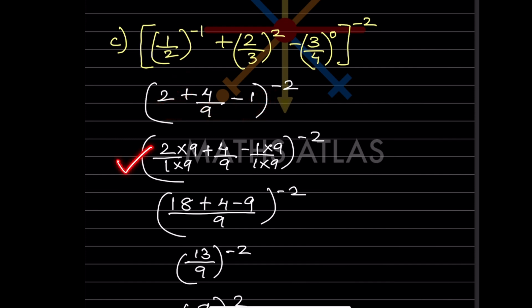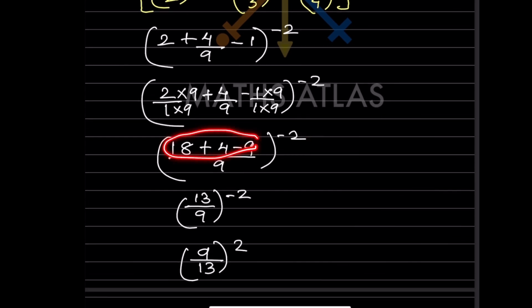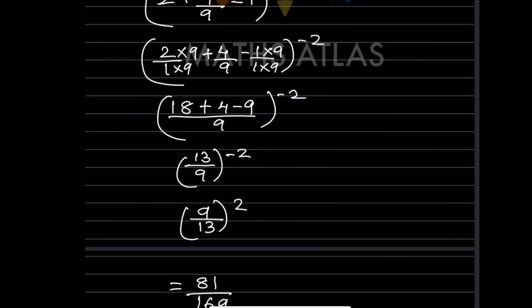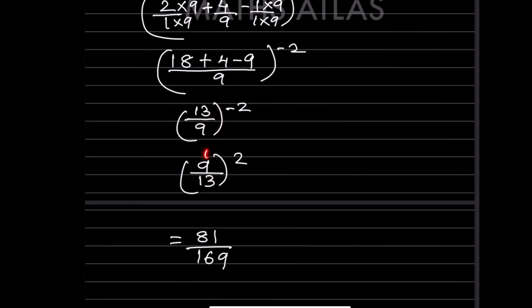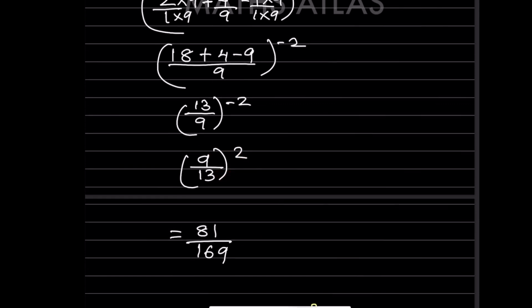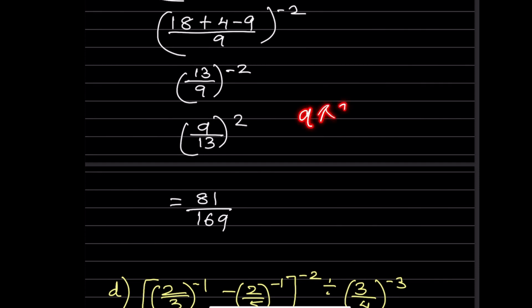So that is the step I've written over here. So this will be 18 plus 4 minus 9 raised to minus 2 here, divided by 9 raised to minus 2. So when you solve this one, you get 13 divided by 9 raised to minus 2. So here we can flip over this one. So 9 by 13 raised to 2. So now here what will you do? 9 square and 13 square, that will be 81 by 169. 9 into 9 divided by 13 into 13.